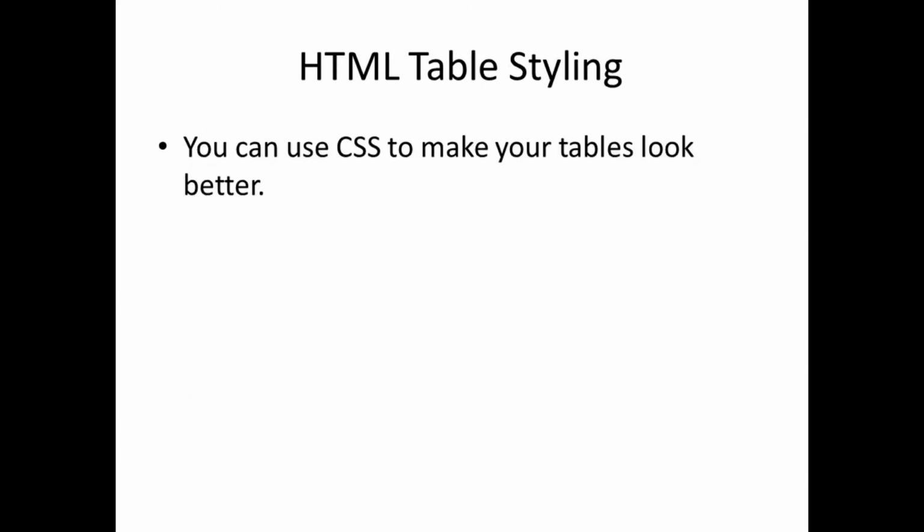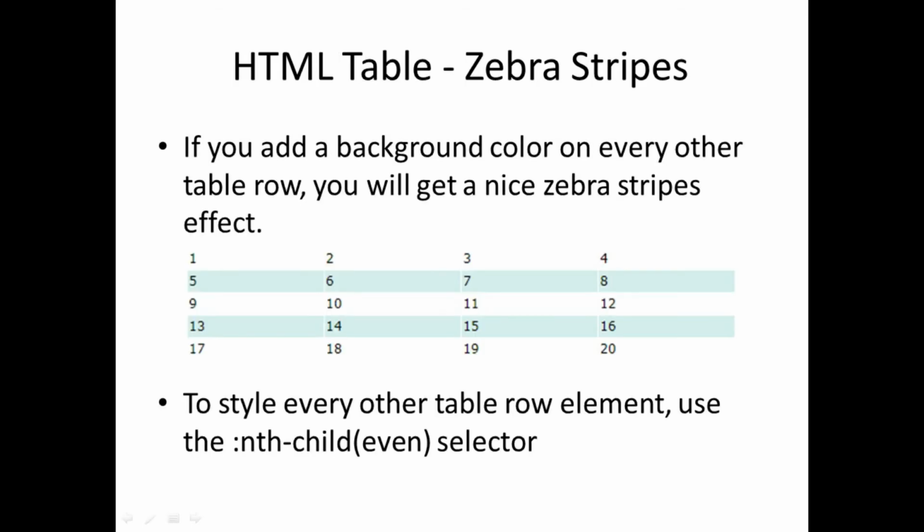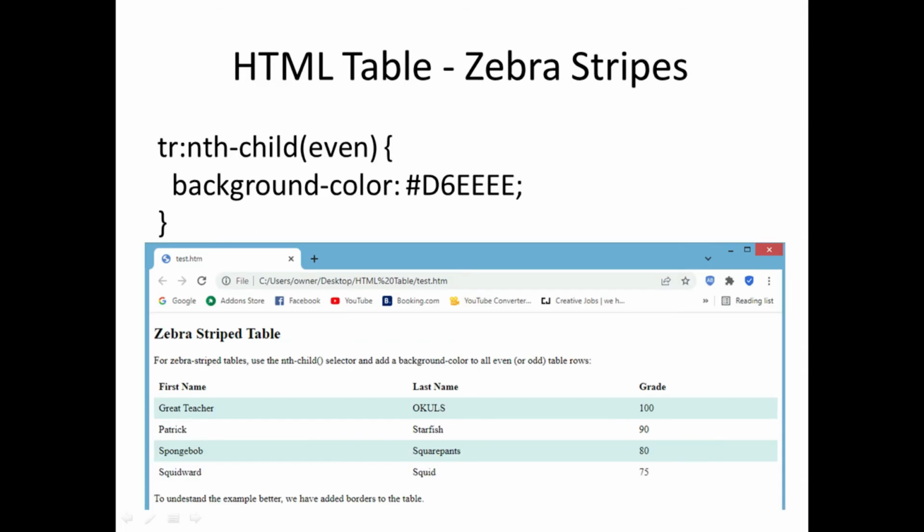HTML table styling. Use CSS to make your tables look better. HTML table, zebra stripes. If you add a background color on every other table row, you will get a nice zebra stripes effect. To style every other table row element, use the nth-child(even) selector like this. Note, if you use odd instead of even, the styling will occur on rows 1, 3, 5, etc. instead of 2, 4, 6, etc.